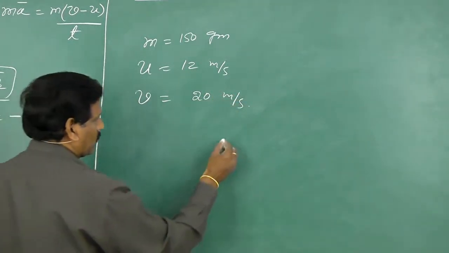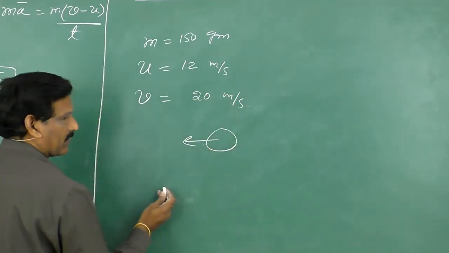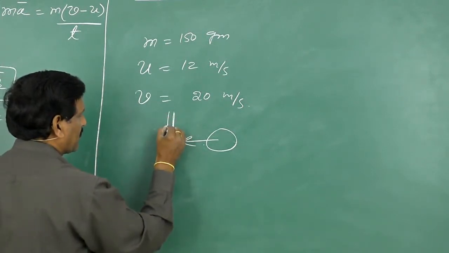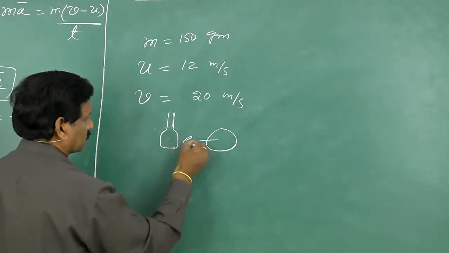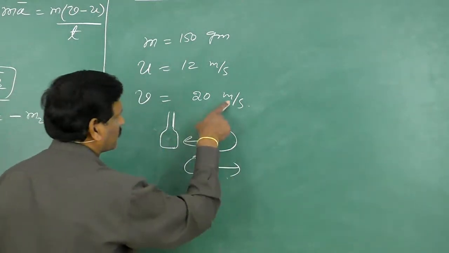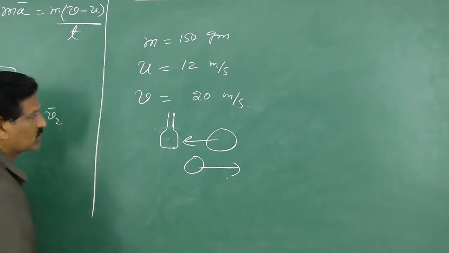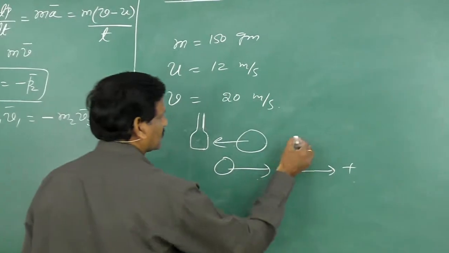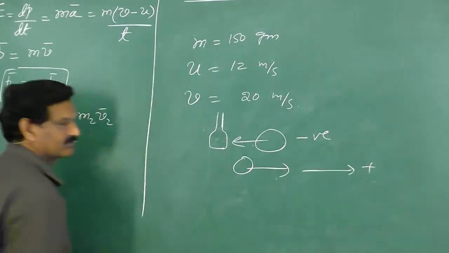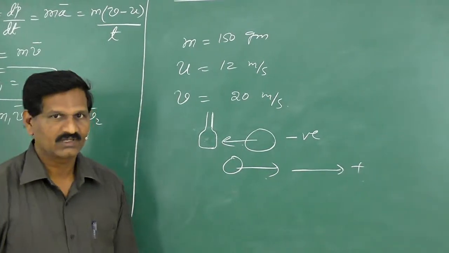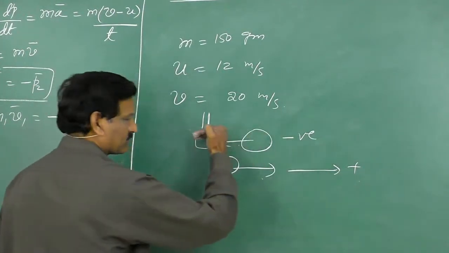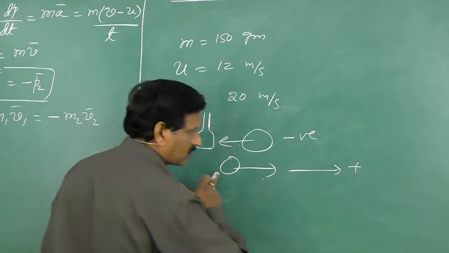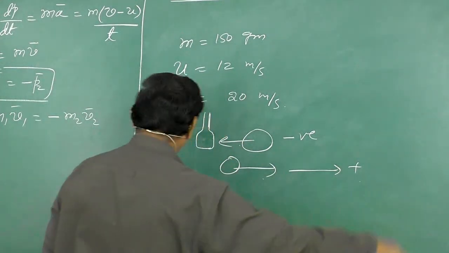So here ball is coming like this. After this is hit by the bat, then this ball moves with a velocity of 20 meter per second. So this is final velocity, and this is taken as positive. Then initial velocity is negative. If you take the directions, initially the ball comes like this. After hitting by the bat, the ball comes backwards like this.